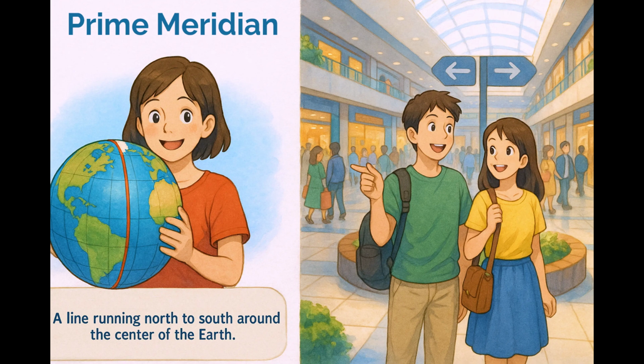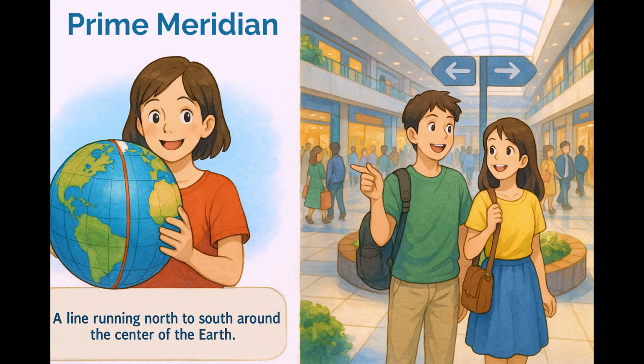Imagine navigating through a crowded shopping mall where you need a central point to orient yourself and decide which direction to take for the various stores. Just like needing a central reference point in a mall, the prime meridian serves as a central line for navigation and orientation on the Earth.